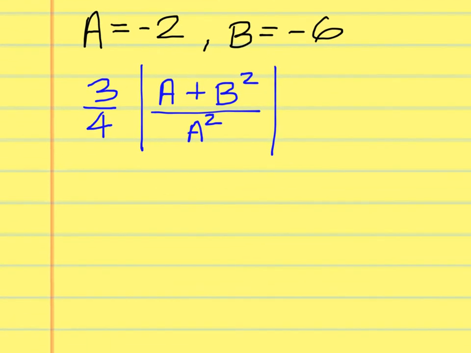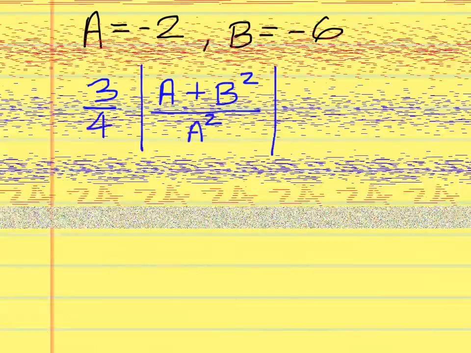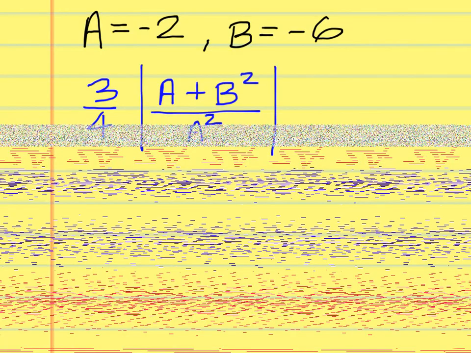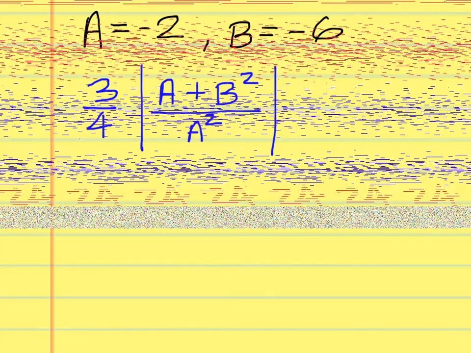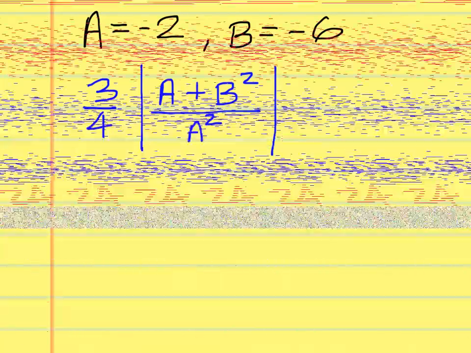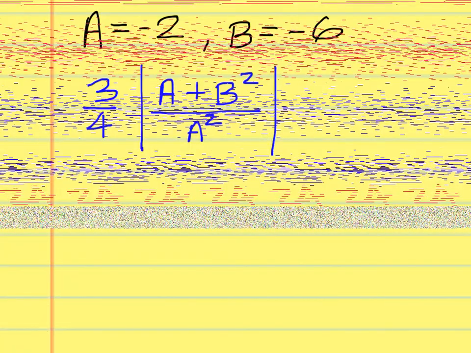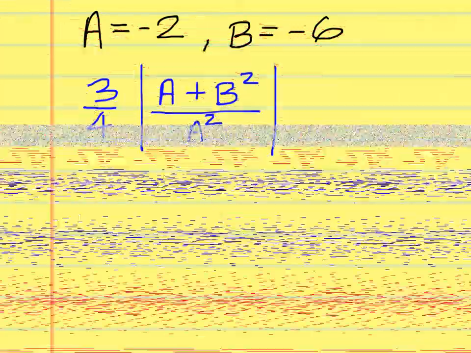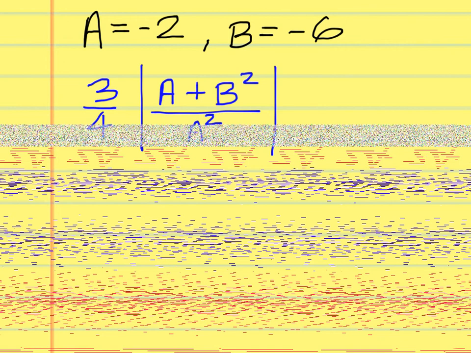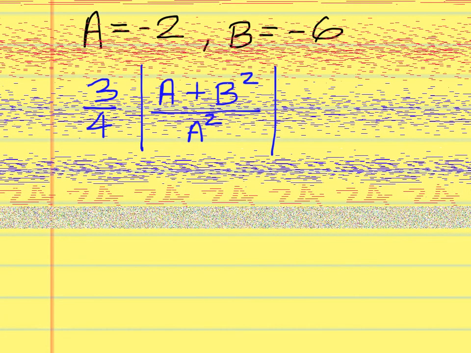Plug in what you know. A is -2, so we have 3/4 times the absolute value quantity of -2 plus the quantity squared of -6, all of that over the quantity squared of -2. Keep in mind there is a dramatic difference between -2 squared and the quantity squared of -2. When you're inserting negatives into variables, you should put parentheses around the item that you put in. Otherwise, you run the risk of getting an answer such as -4, after you should have squared the -2 to get a +4.